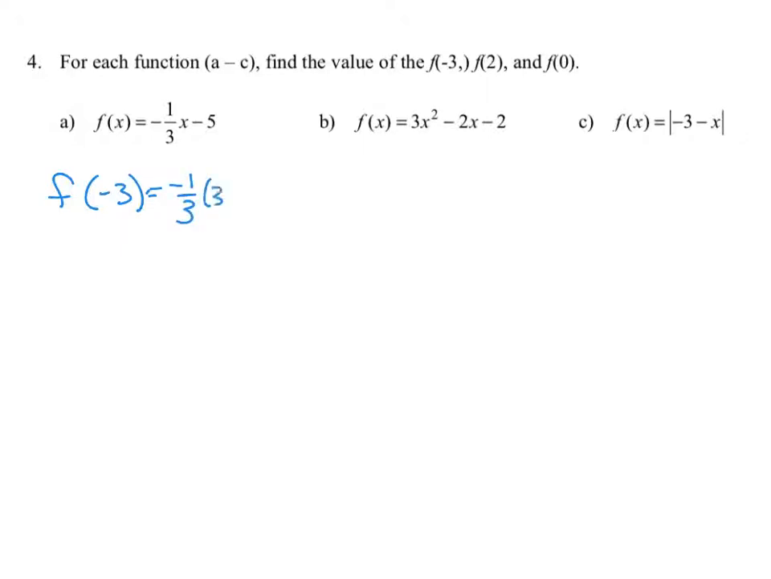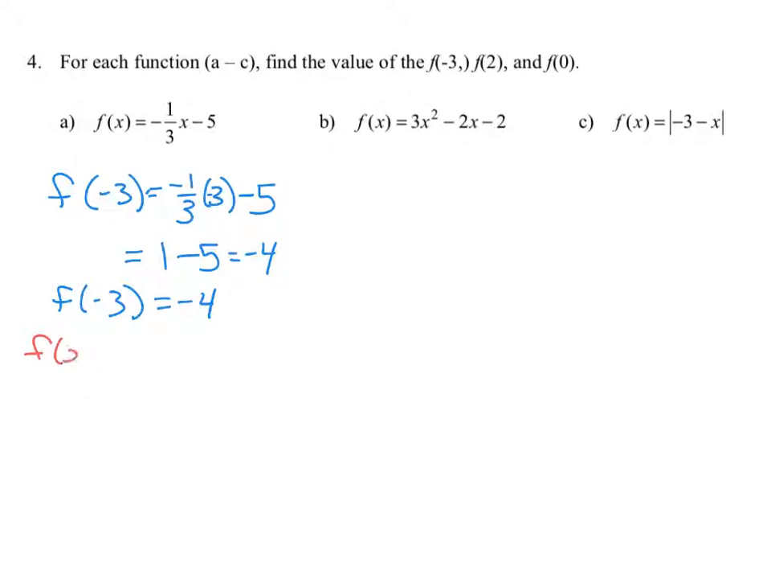So here we get f of -3 is -1/3 times -3 minus 5. By simplifying this, -1/3 times -3 is a positive 1, and 1 minus 5 is -4. So we can say that f of -3 is equal to -4. When -3 is the input, the output is -4. Let's find f of 2.